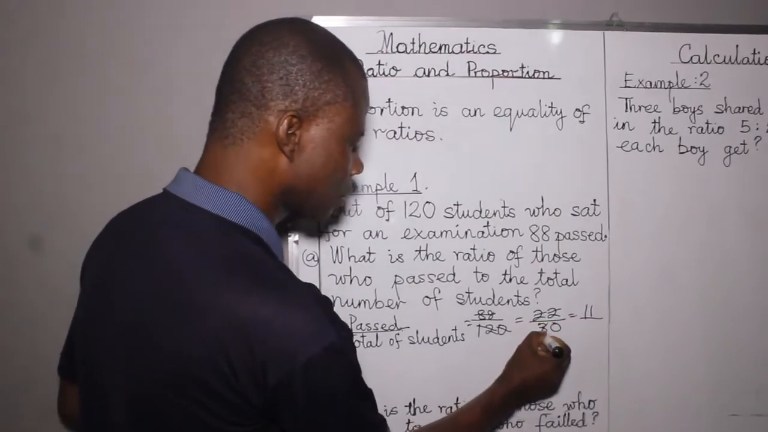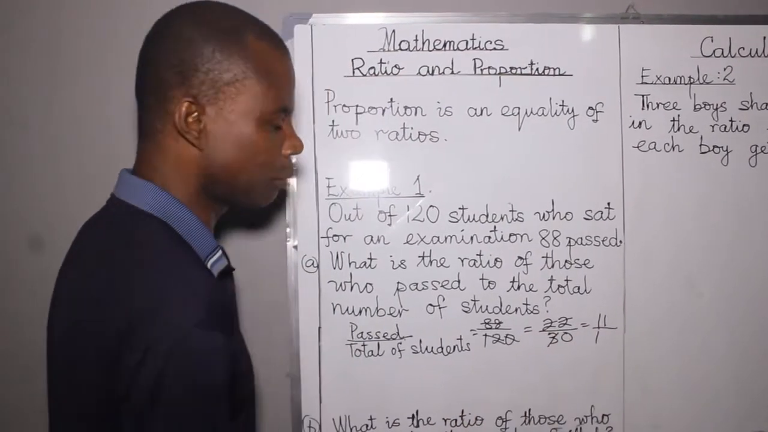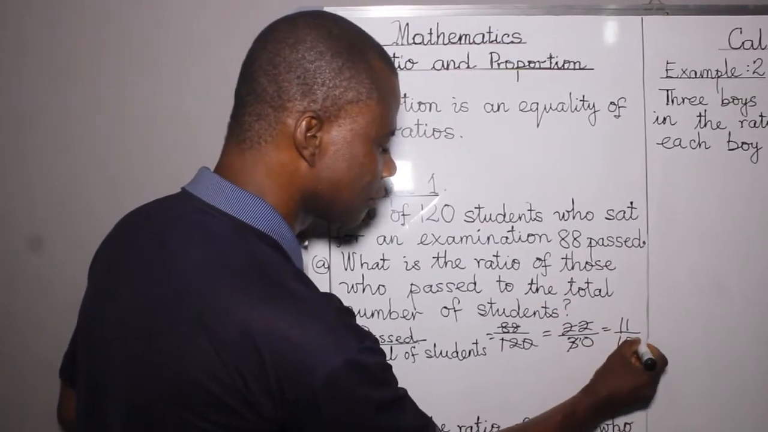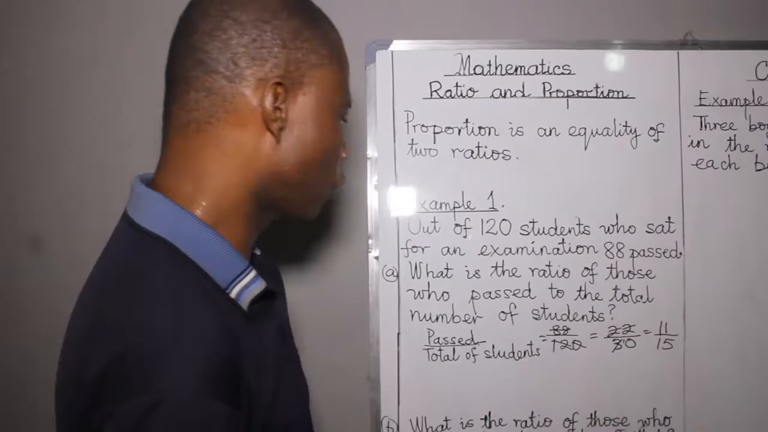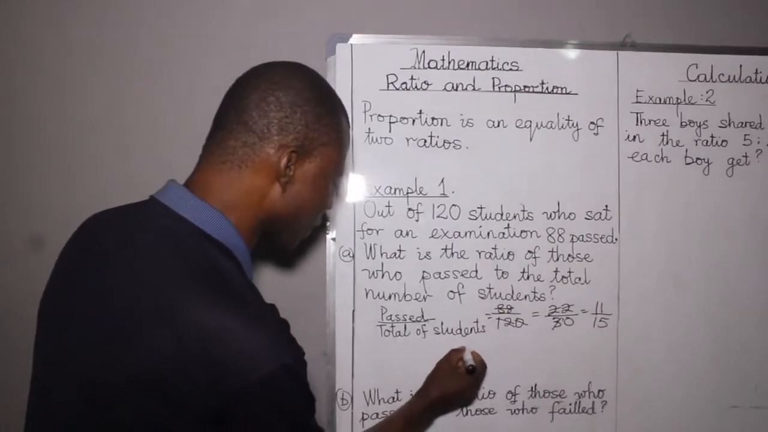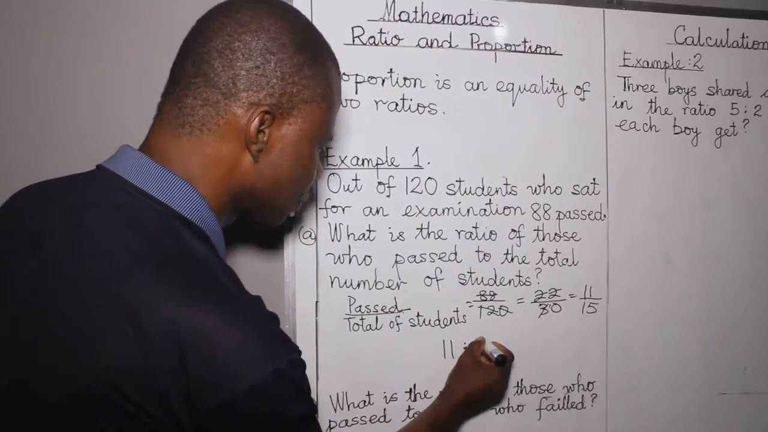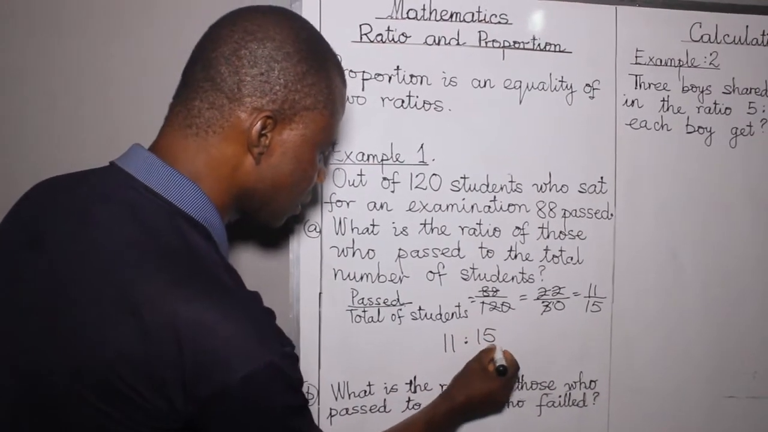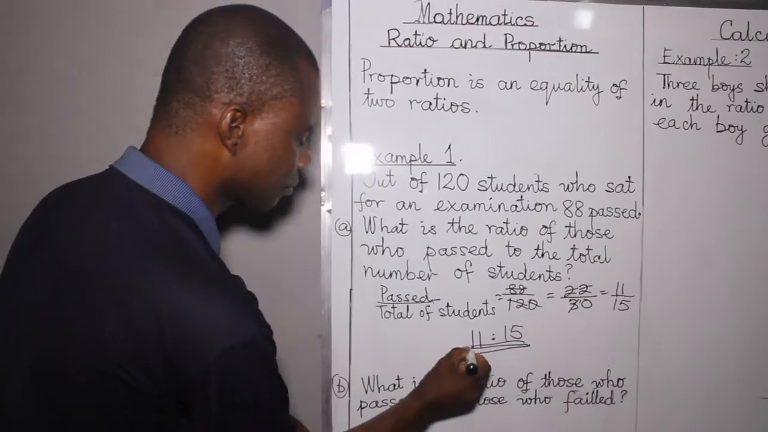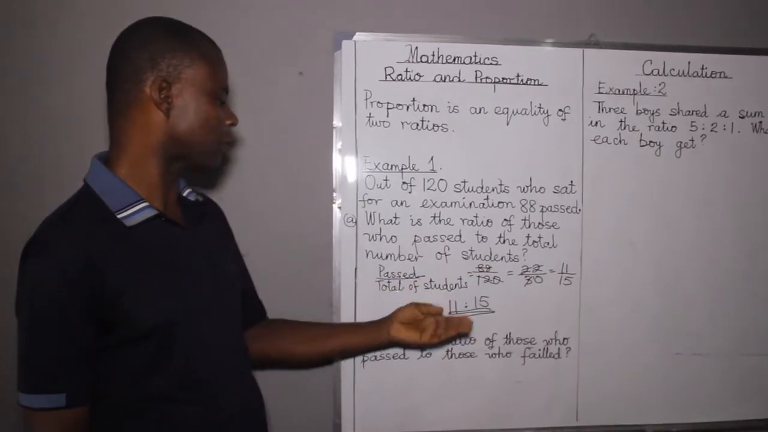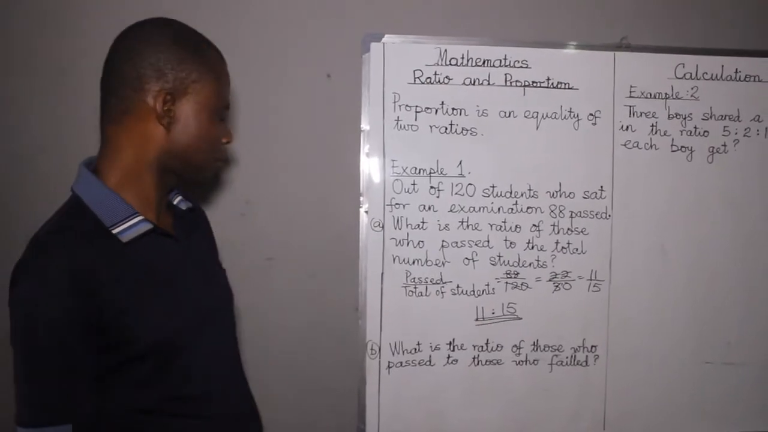2 can go in 3, 1, it remains 1. Bring it in front of 0, 10. 2 goes here, 5. So we have 11 over 15. In ratio form, it is expressed as 11 is to 15. That's the final answer. So those who passed to the total number of students is 11 is to 15.